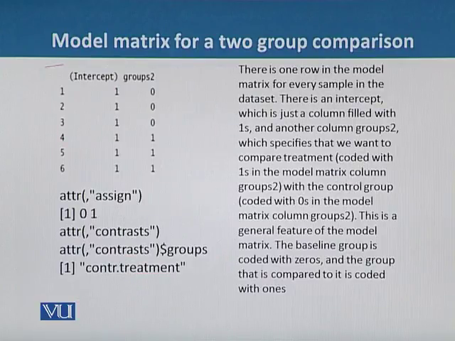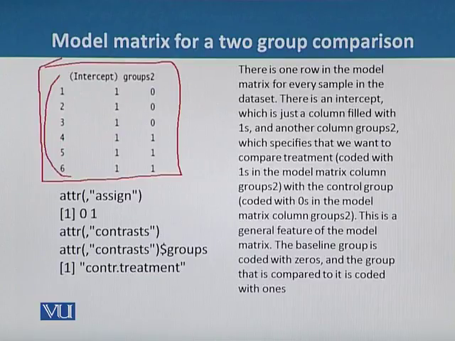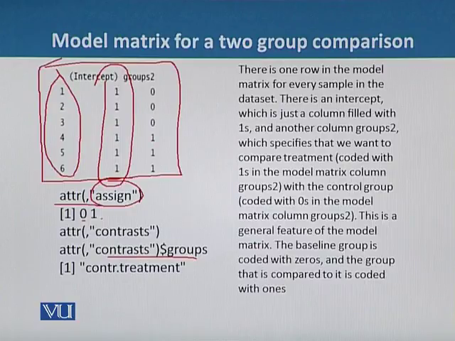After using those commands, we get this table with 6 rows, 3 for the control and 3 for the treated samples. If we use the command attributes, the argument assign gives 0 and 1 for the intercept and group 2, and then the contrasts. There is one row in the model matrix for every sample in the dataset. There is an intercept, which we have already added and is just a column filled with 1, and another column, group 2, which specifies that we want to compare treated with the control group. This is a general feature of the model matrix: the baseline group is coded with zeros, and the group that is compared is coded with 1. So these are the control and these are the treated samples.